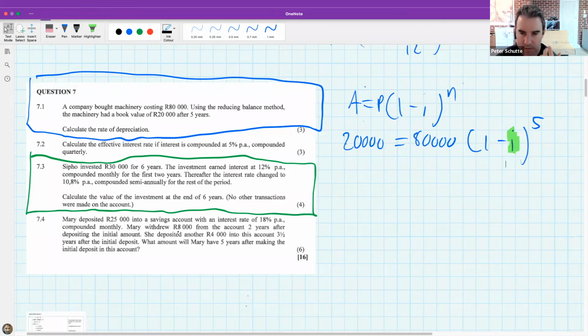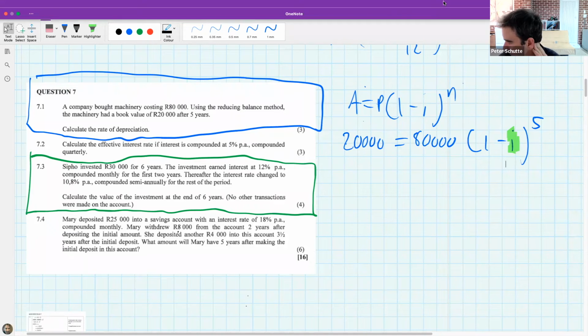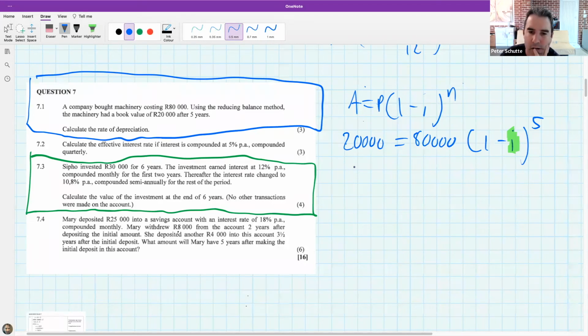Keep those answers coming. And if you are finished with 7.1, then feel free to go on to 7.3, because that's where we're going next.